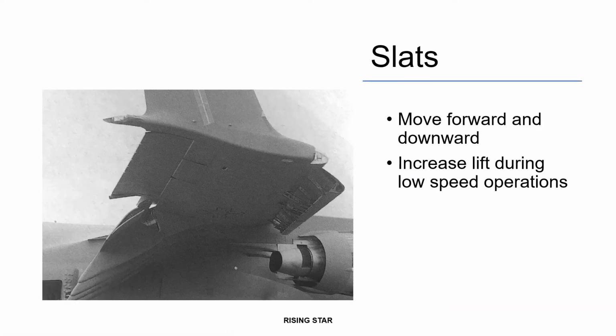Next we have slats, which perform the same function as flaps, and they are found on the leading edge of the aircraft, just above the engine, as you can see in the picture here. And they also increase the lift during low speed operations, and they move forward and downward when deployed.